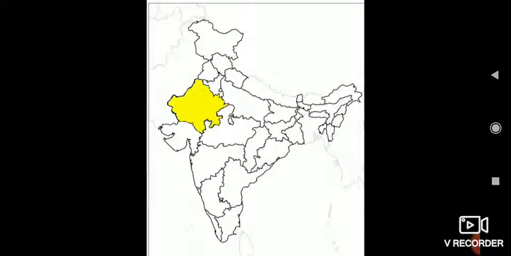And next we have desert soil. Desert soil is also called sandy soil. And do you know where desert soil is presented? Which state is the desert state? Where is desert presented in India? The state Rajasthan. So shade the state Rajasthan using yellow color. Shade it properly. Shade very neatly.